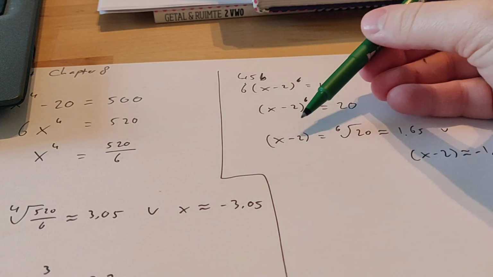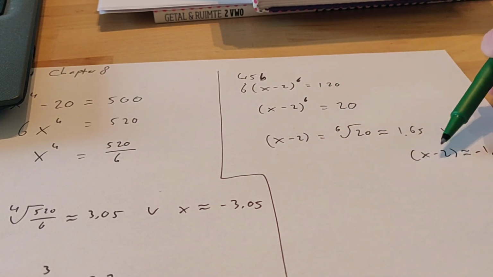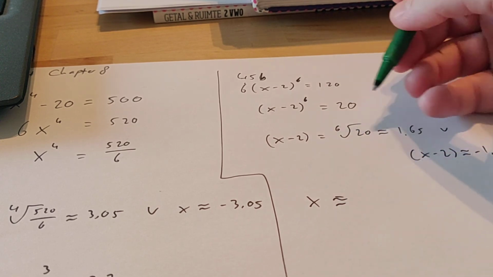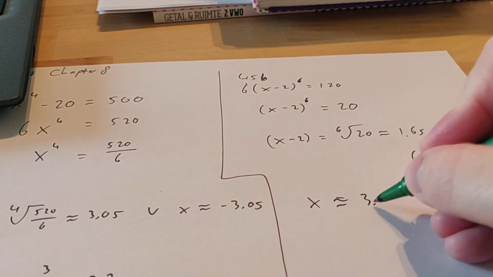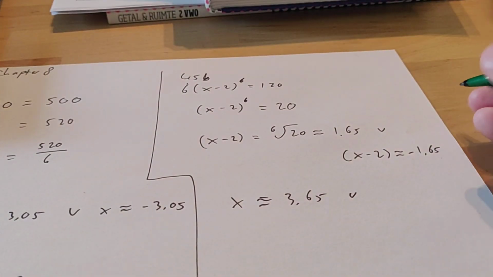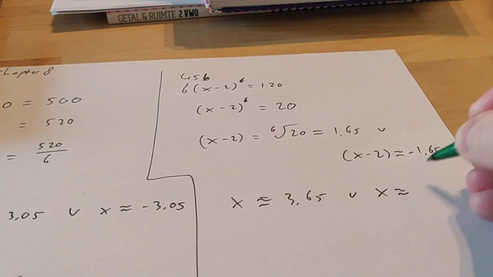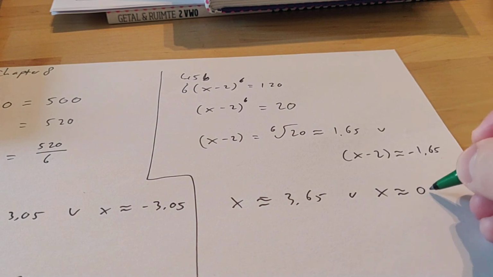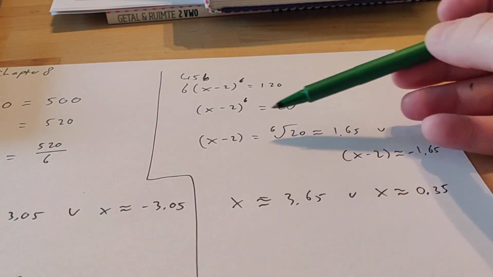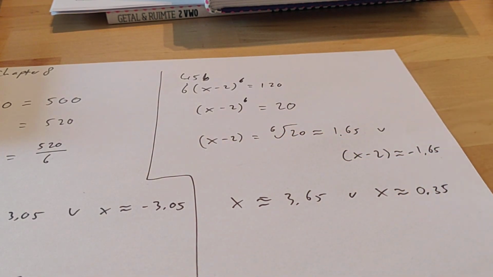So the only thing you have to do now is add 2 here and add 2 there, and then you know what x is. So x is, if you add 2 to this one, you get 3.65, or, sorry about that, if you add 2 to the other one, you get 0.35. So you add 2 to this number, and you add 2 to that number, and then you have the two answers that you were looking for.